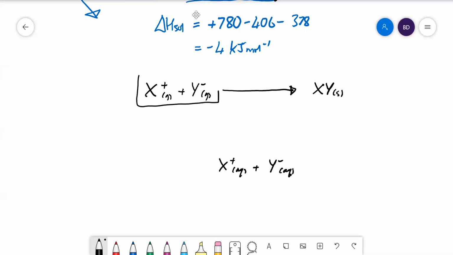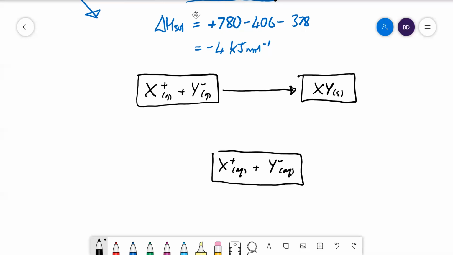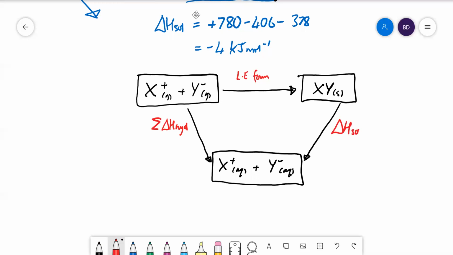So we draw this. This one here is the lattice enthalpy of formation. This one here is going to be the sum of the hydration energies. And finally, this one is going to be delta H sol. So that is the value for sodium chloride.